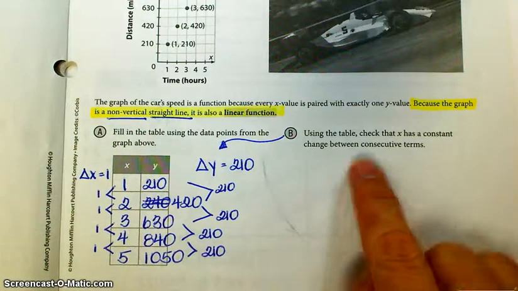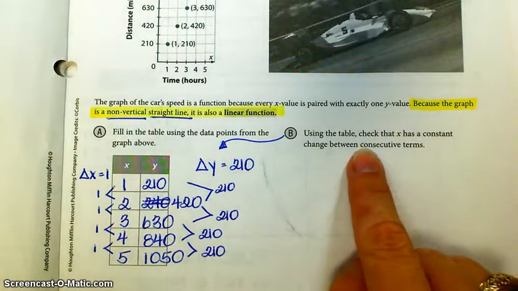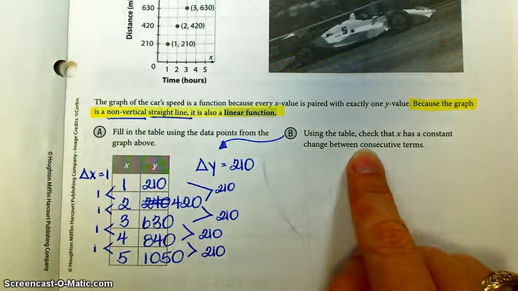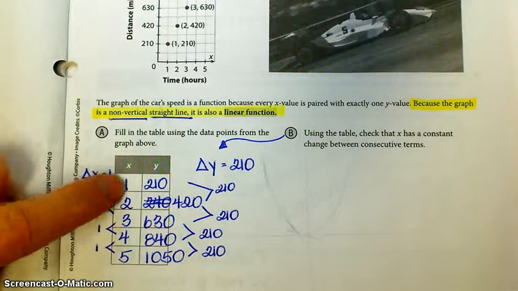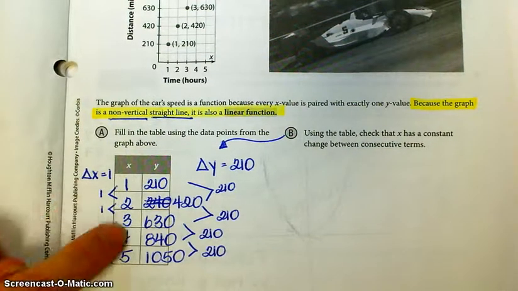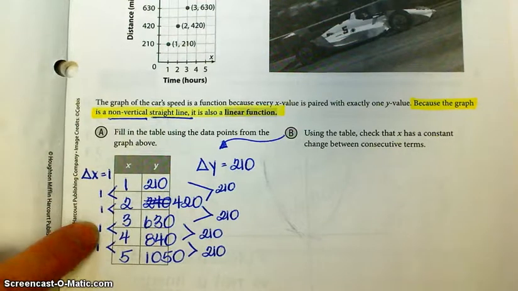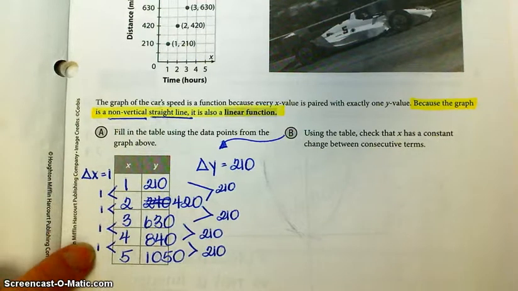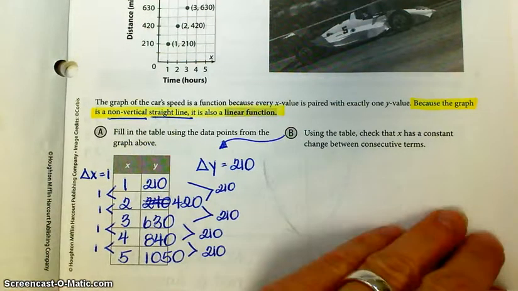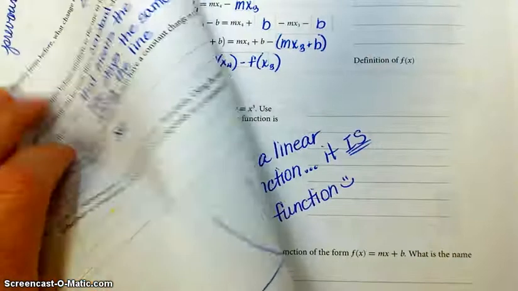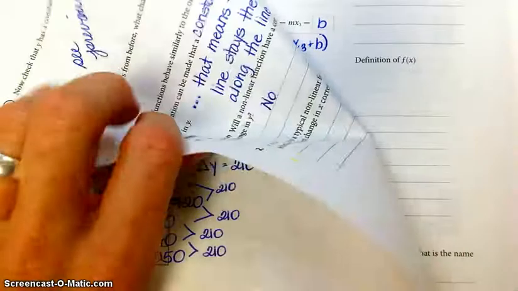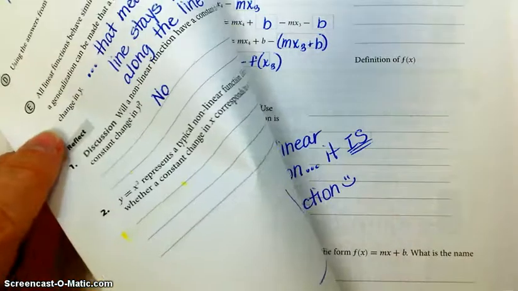That's part A. And then part B says, using the table, check that x has a constant change between consecutive terms. Yeah, from 1 to 2, that's a change of 1. From 2 to 3, that's a change of 1. From 3 to 4, that's a change of 1. From 4 to 5, that's a change of 1. Great.